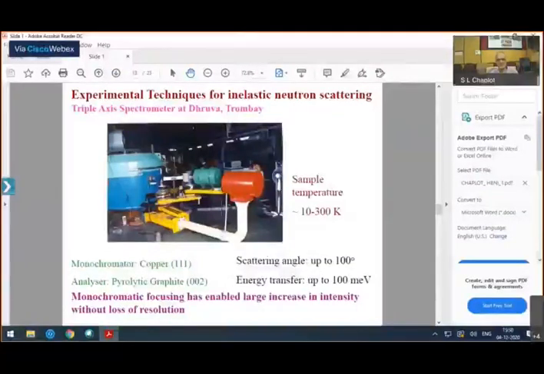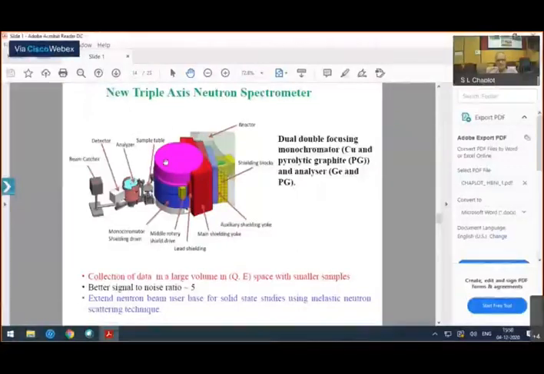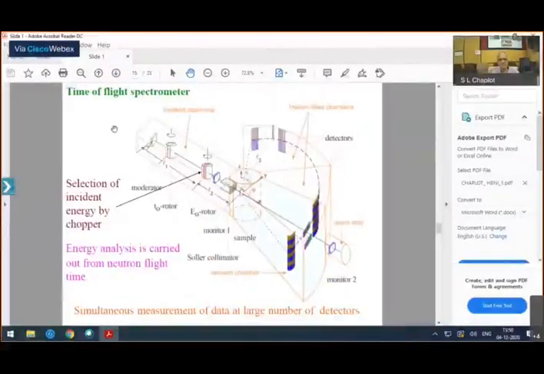These are some pictures of the spectrometer and what we can do. This is some development which is being done at Dhruva. We'll talk more about it next time. These techniques are available at the Dhruva reactor in Trombay, both for inelastic scattering and time of flight. In time of flight, you have neutrons coming from a reactor, but then you have to take the neutron time of flight over a fairly long distance.